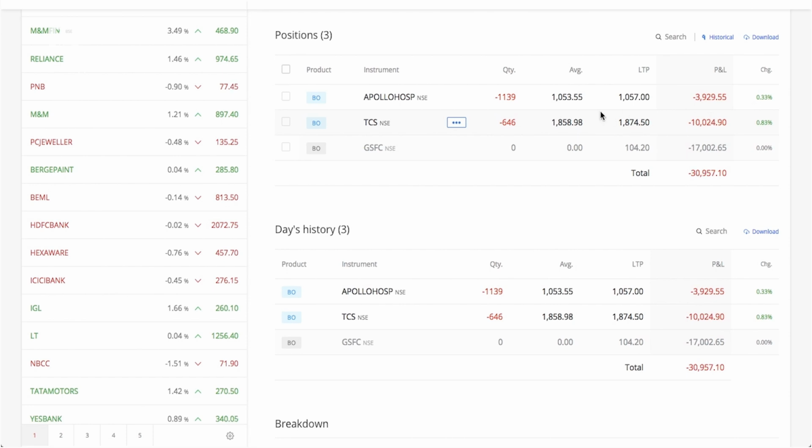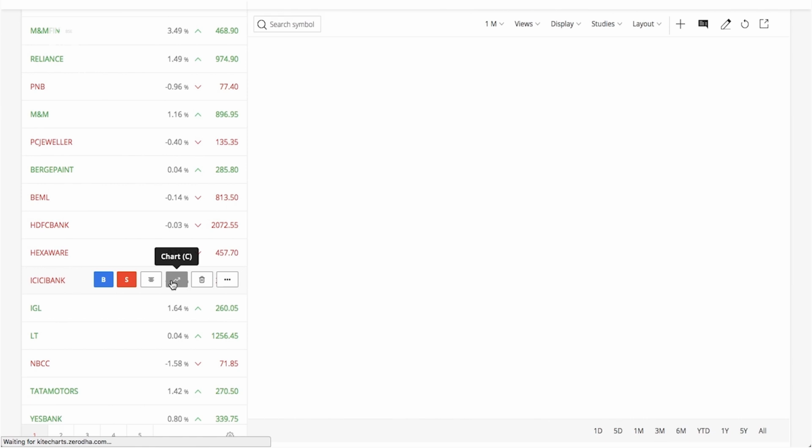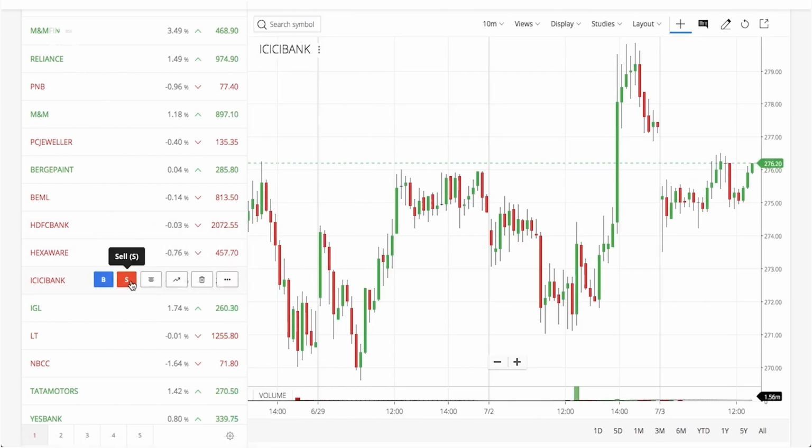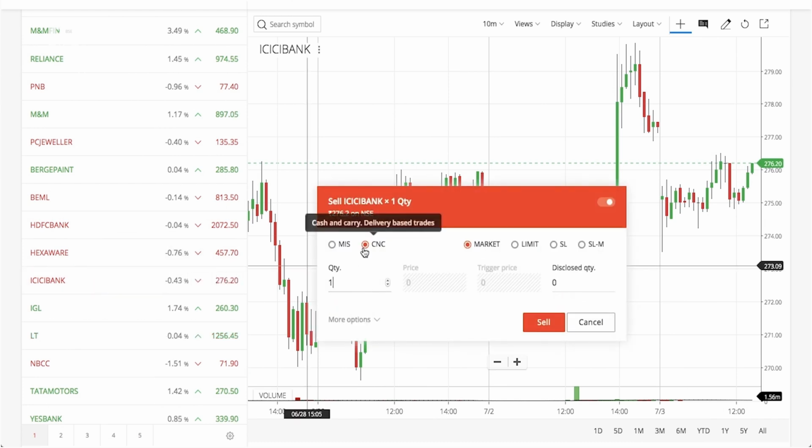Now let me initiate a position and show you. Remember, we're not telling you how and why to short. I'm simply explaining what shorting is. So let's open, say, one of these stocks here, say ICICI Bank. I'll open up the chart. And let's just short this to show you what a short looks like. So this is an MIS order. MIS means intraday. And we short 1 quantity at whatever market price. So if I click sell, that would happen.